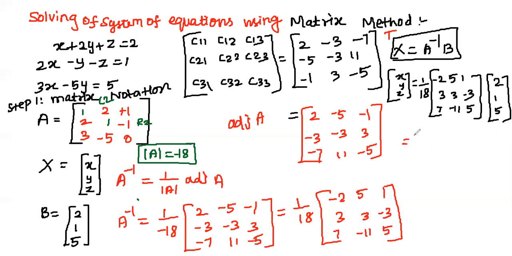Ma'am, for this we have to multiply 2, 1 and 5 with every column. Yes, with every row. You're getting, this is 1 cross 3. Did I say 1 cross 3? I'm sorry, it is 3 cross 1, 3 rows and 1 column.